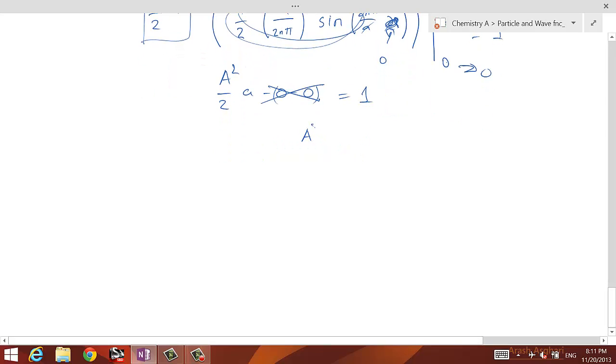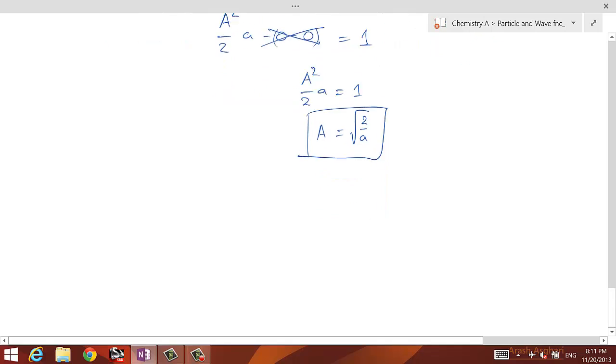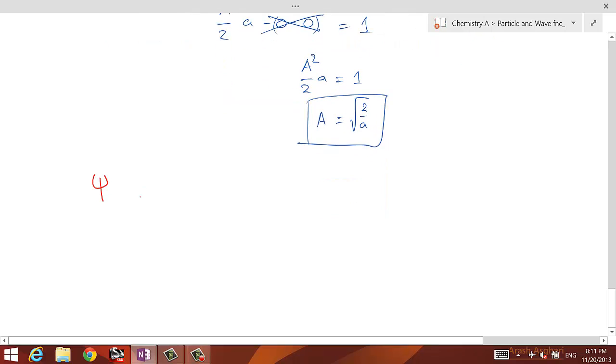Equal to 1. So what you see here, you get an a now. You move 2 up and a down, and A equals the square root of 2 over a. Right? Now you get the a. Your equation is now complete, your sine function now, with the normalization equal to 1.